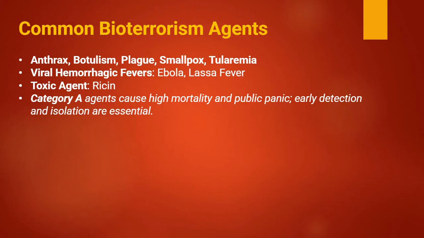When discussing bioterrorism, it's important for practical nurses to recognize which infectious agents or toxins are most likely to be used and how they present clinically. The Centers for Disease Control and Prevention, CDC, classifies biological agents into 3 priority categories, A, B, and C, based on their risk to public health.